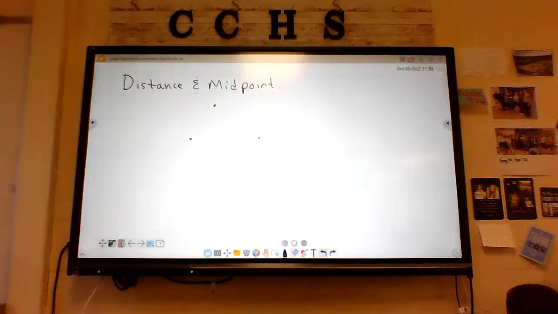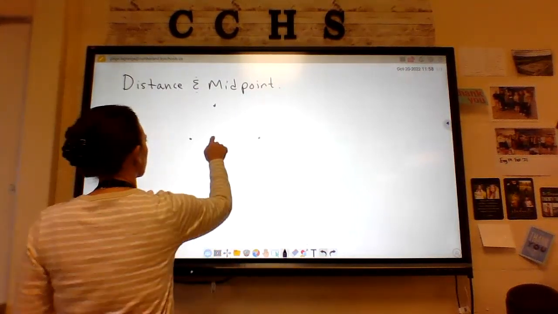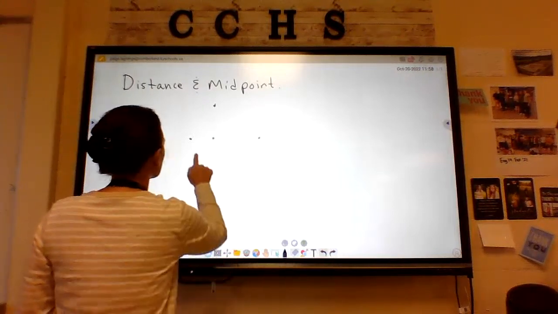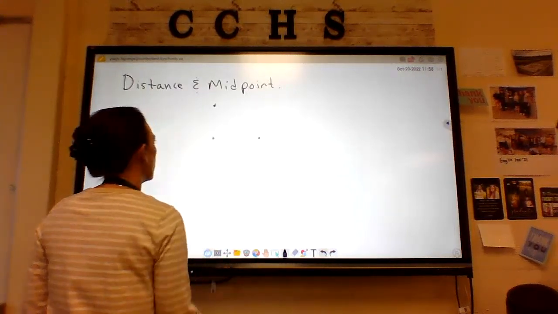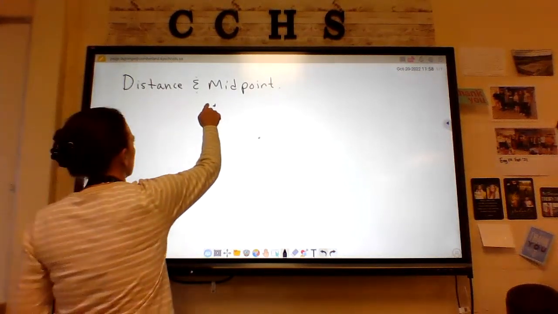So you can make triangles, right? And then you can figure out the length of the line segments, and then you can use that information to help you find the distance between two points. So what would be the distance between that point and that point? 3. Okay, 3.